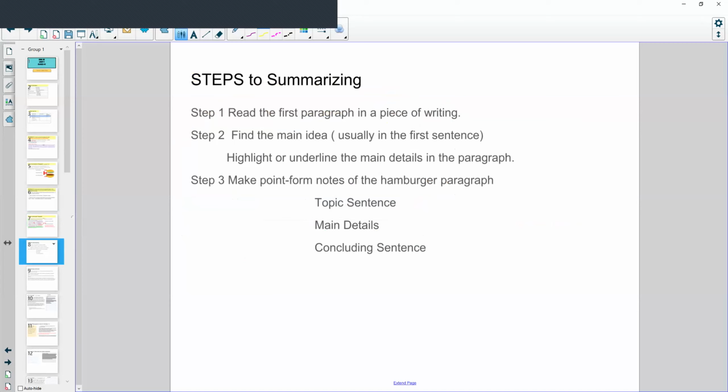They organize here the steps to summarizing a paragraph. First, read the first paragraph in a piece of writing. Step 2, find the main idea, usually in the first sentence. Highlight or underline the main details in the paragraph. Step 3, make point form notes of the hamburger paragraph: the topic sentence, the main details, and the concluding sentence.